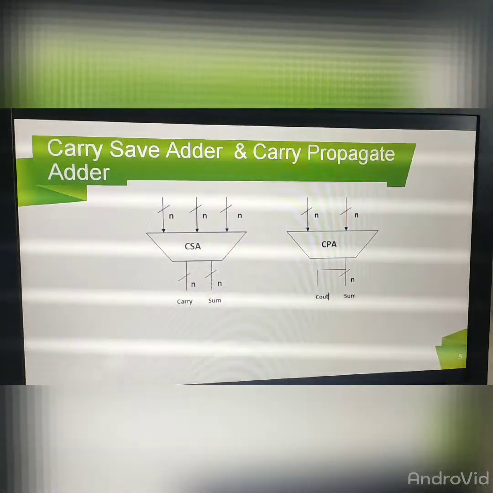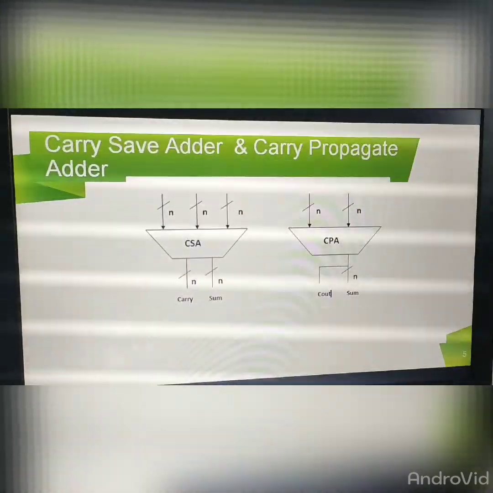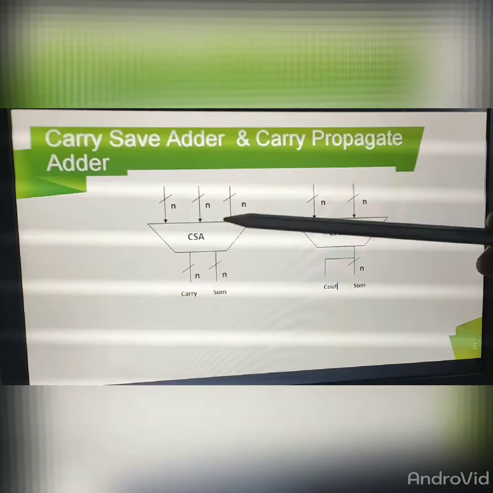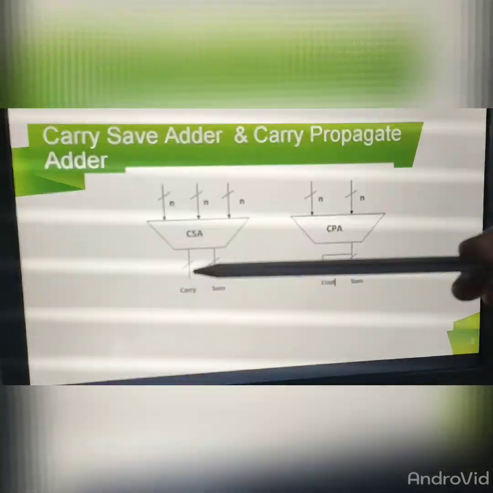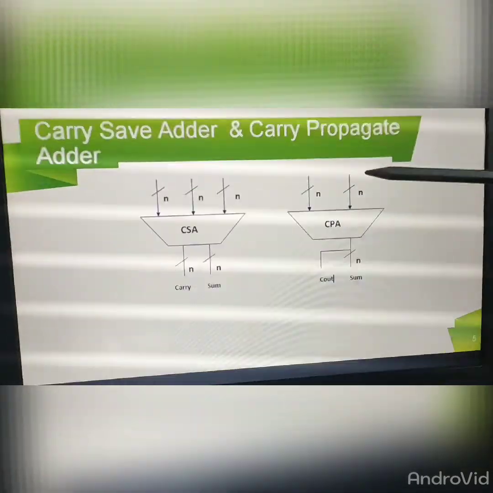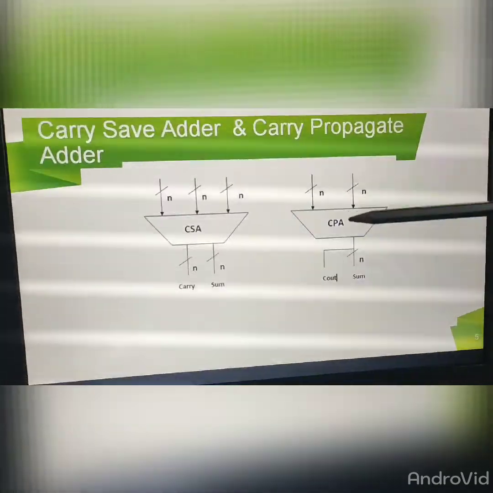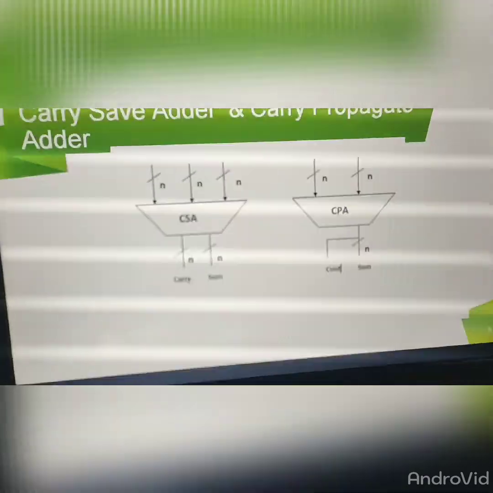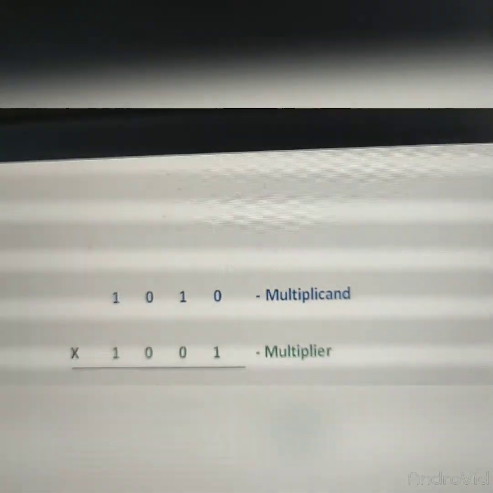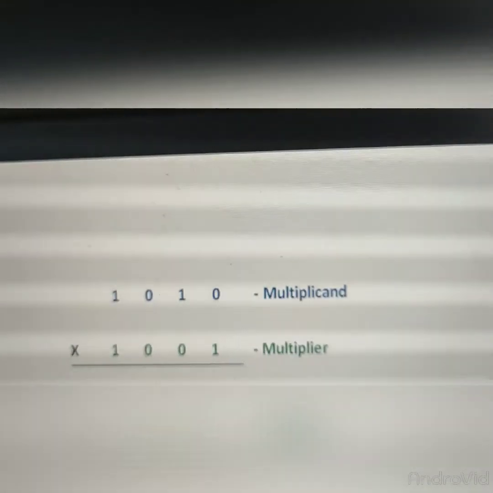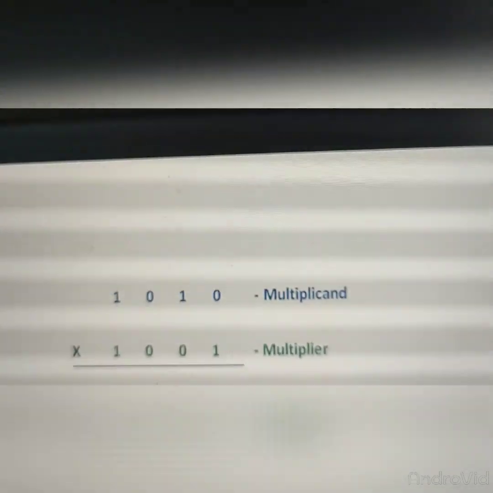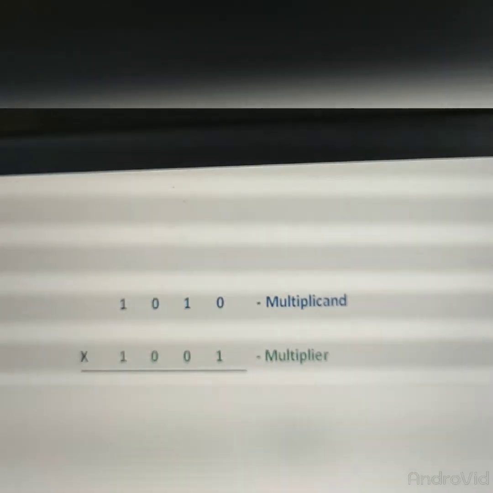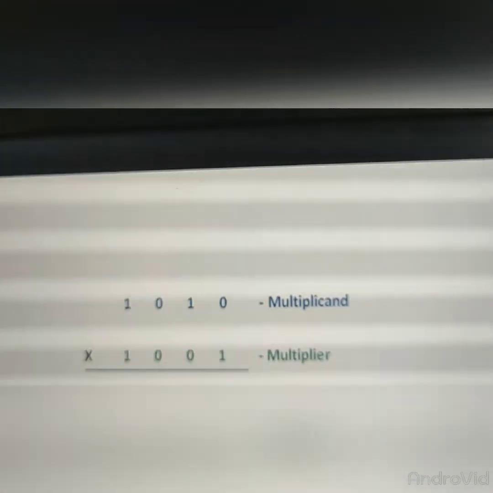This is the structure of carry save adder and carry propagate adder. In carry save adder, it will take 3 or more inputs and produce n bit of sum and n bit of carry. In carry propagate adder, it will take 2 inputs and produce n bit of sum and carry out. Let us see an example for fixed point multiplication. After that, I have to explain how to design arithmetic pipeline for this example.